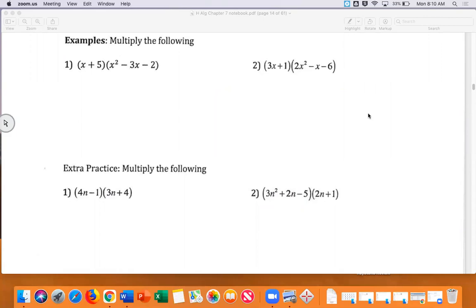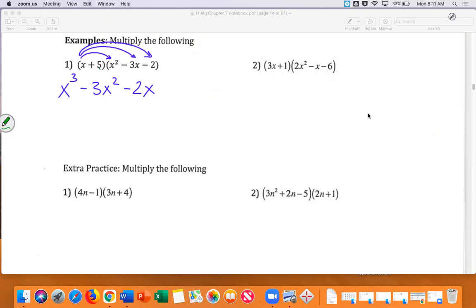So I'm going to show you both. Kanye, if I am doing the distributive method, this is what I do. I'm going to start with the x. x times x squared is x cubed. x times negative 3x is negative 3x squared. x times negative 2 is negative 2x. Does everybody see that? Matt, do you see how I came up with those?